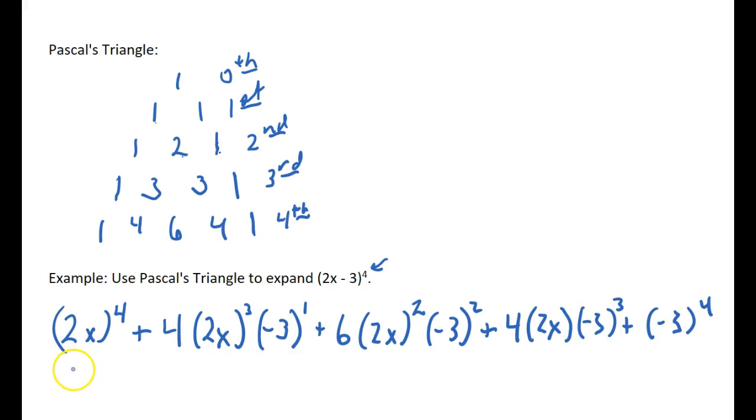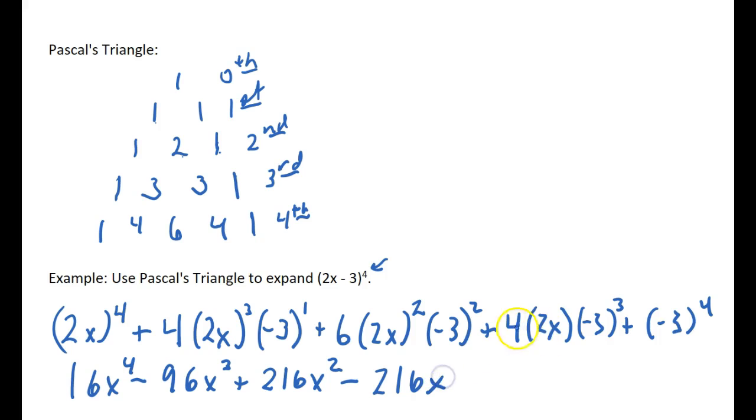And then I just work this out, okay? So I'm going to get 16x to the fourth minus 96x cubed. That's 4 times 2 cubed times negative 3, plus 216x squared. That's 6 times 2 squared times negative 3 squared, minus 216x. That's 4 times 2 times negative 3 cubed. And then finally, negative 3 to the fourth is positive 81.